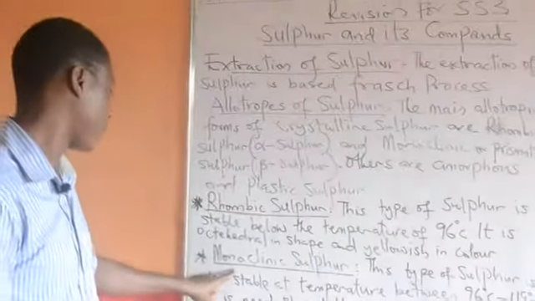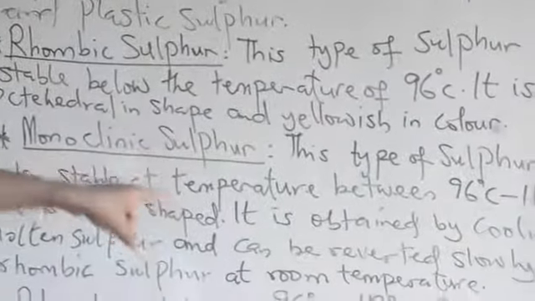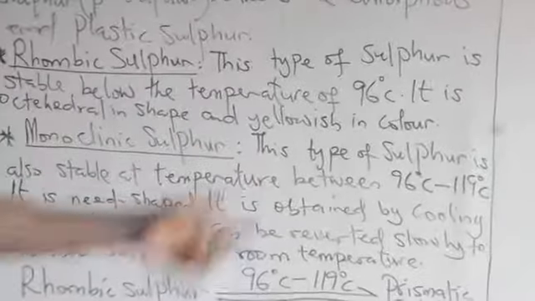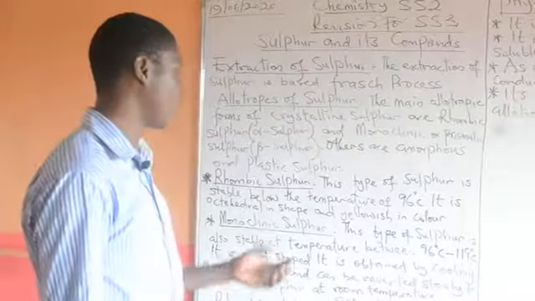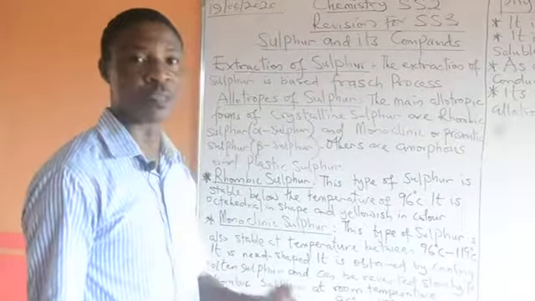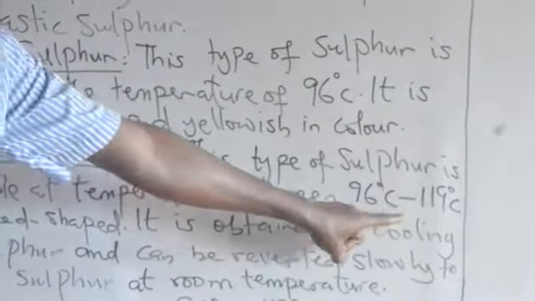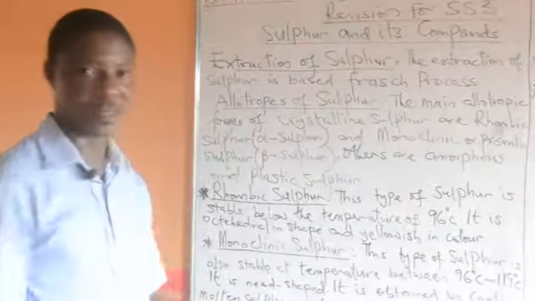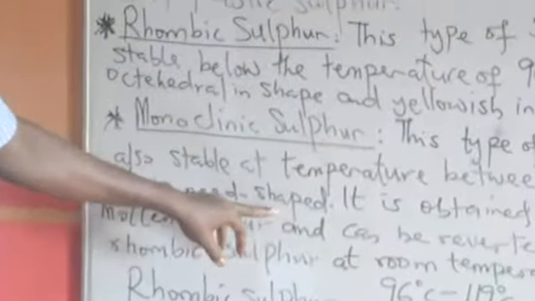Then, the second type of crystalline form of sulfur is monoclinic sulfur. Like I said before, another name is prismatic sulfur. It's also stable, just like the rhombic sulfur, but the stability must be between the temperatures of 96 degrees Celsius and 119 degrees Celsius. So what shape does this monoclinic or prismatic sulfur have? It has a needle shape.